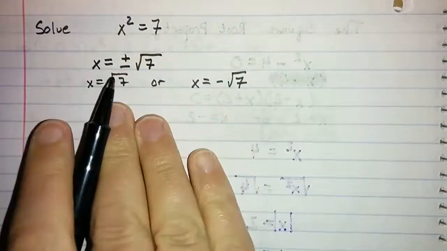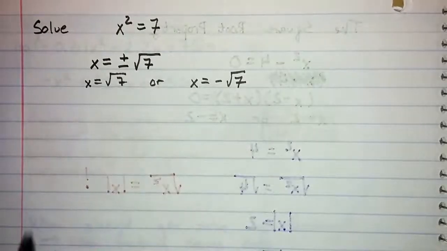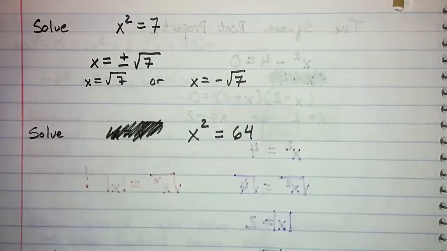I'm going to give you one of these to try, just using this property. Solve the equation x squared equals 64. Actually take the square root if this is a perfect square. Pause the video and try this now.